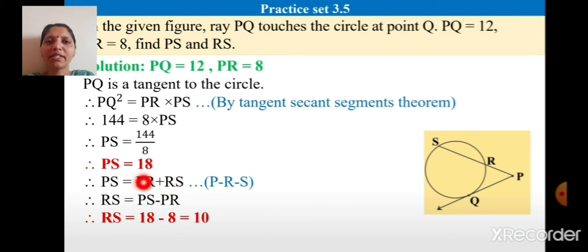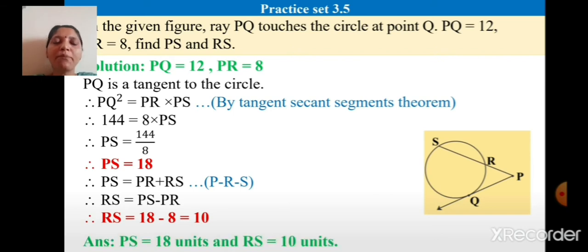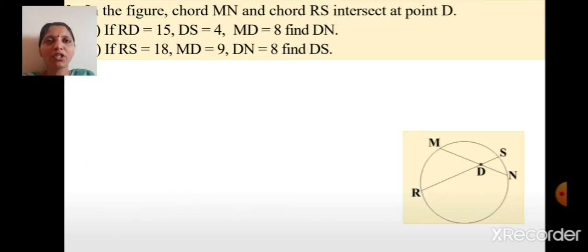PS we know is 18 and RS we have to find out. PR is 8. So RS will be equal to PS minus PR, that is 18 minus 8, which is equal to 10. So your final answer will be PS is equal to 18 units and RS is equal to 10 units. Okay. Now let's move on to the next question.